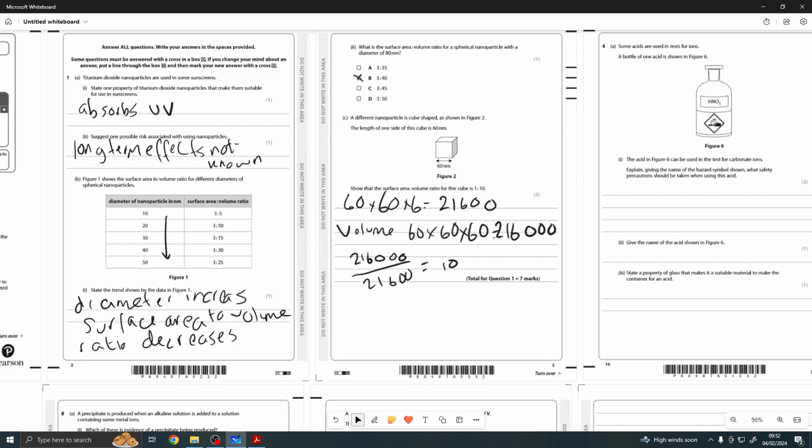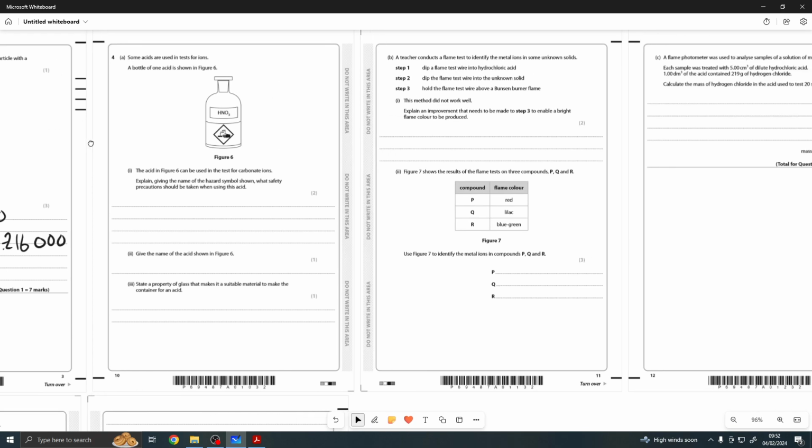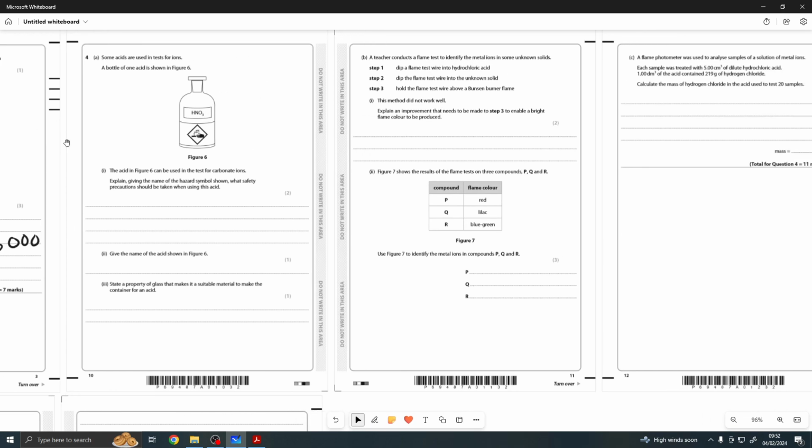Right, we now jump to question 4, because I'll remind you again, the other questions are on the higher paper. Go and watch that. Now it says the acid in figure 6 can be used in the test for carbonate ions. It's HNO3. Doesn't tell you the name, weirdly, because that's the next question. Should we do that now? HNO3 is nitric acid, isn't it? That's nitric acid.